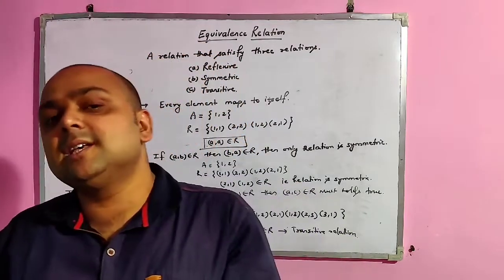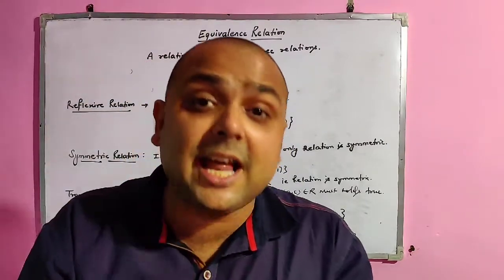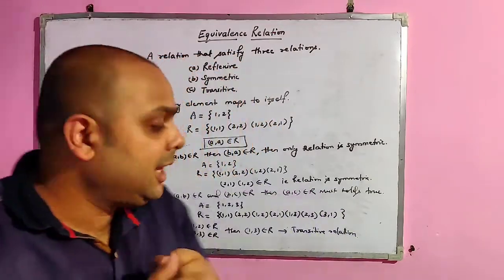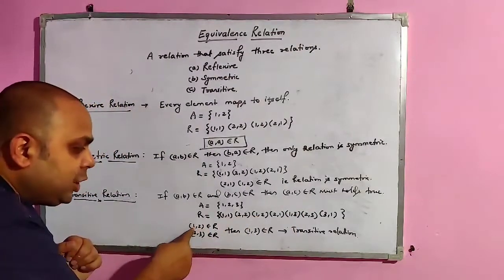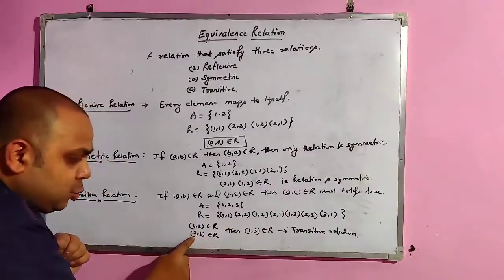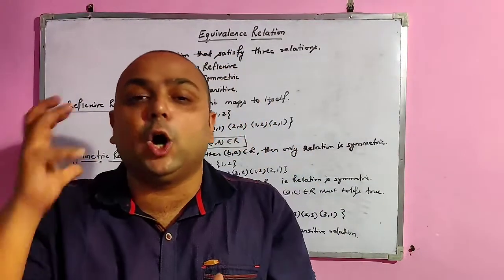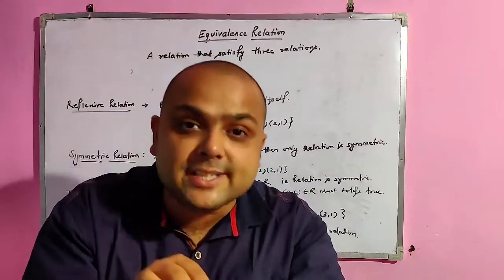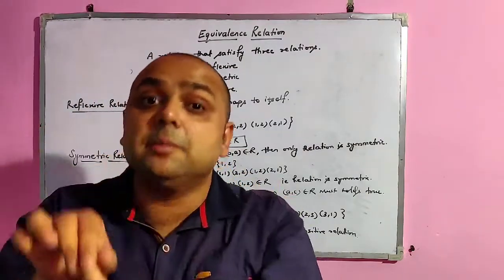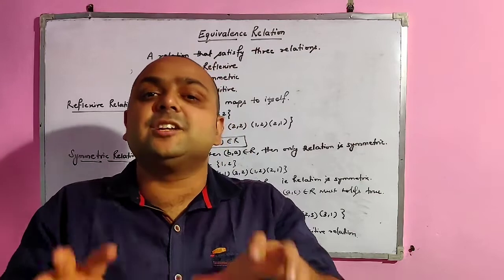Third one is transitive. If (A, B) belongs to R and (B, C) belongs to R, then there must be a relation between A and C such that (A, C) belongs to R. For example, if (1, 2) belongs to R and (2, 3) belongs to R, then this 2 cancels out, and (1, 3) must belong to R. So a relation that satisfies all three conditions, that is mapping to itself, (A, B) in R means (B, A) must be in R also, and (A, B), (B, C) means (A, C) must be in R also, is called an equivalence relation.